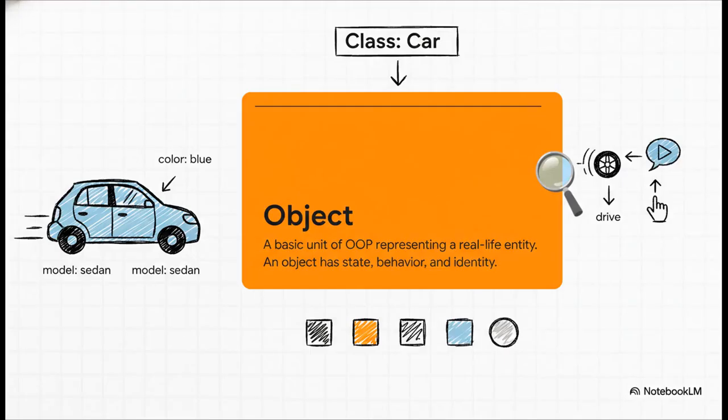So each of those individual cars is an object. It's the real deal. An object is the basic unit in OOP. It's an entity with its own state, like its color or model, and its own behavior, stuff it can do, like drive. Every single object is a unique thing, stamped out from its class blueprint.